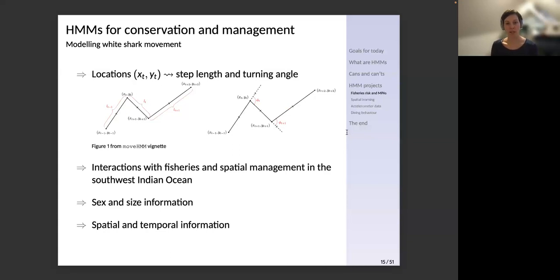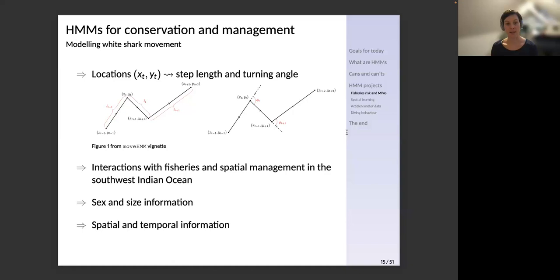So we had data from white sharks, and we wanted to understand where they were going and how they were interacting with risks like fishing and protection like marine spatial planning areas. So we had locations, we had tags, I'll talk about tags in the next slide. We had X and Y locations from satellite tags, and we turned them into step length and turning angle.